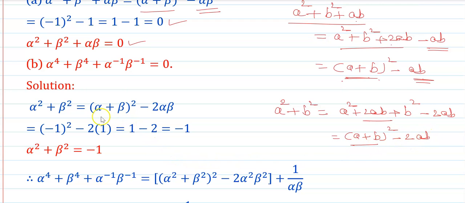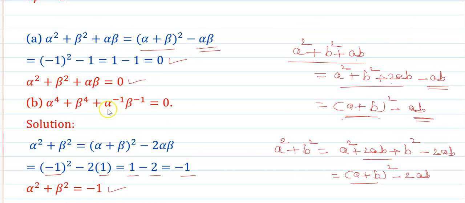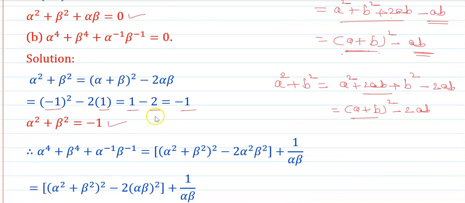Now the value of a plus b is minus 1. Alpha into beta is 1. Minus 1 square means what? You will get 1. And here minus 2. Overall you will get minus 1. And hence the value of alpha square plus beta square is minus 1. Now see this is our expression whose value we need to find: alpha raised to 4 plus beta raised to 4 plus alpha raised to minus 1 beta raised to minus 1.